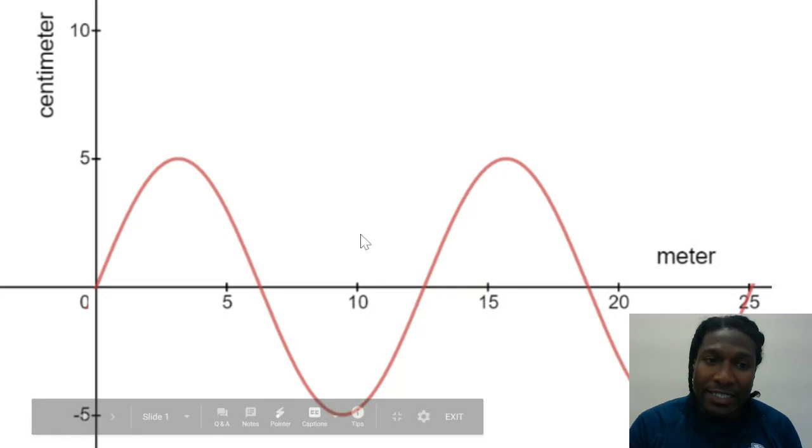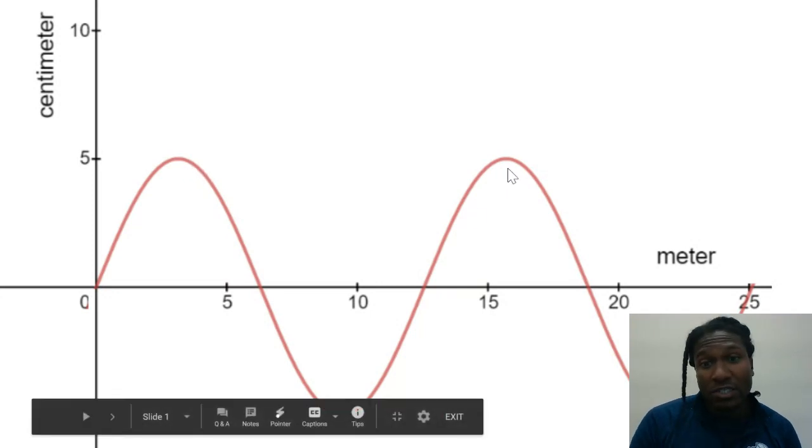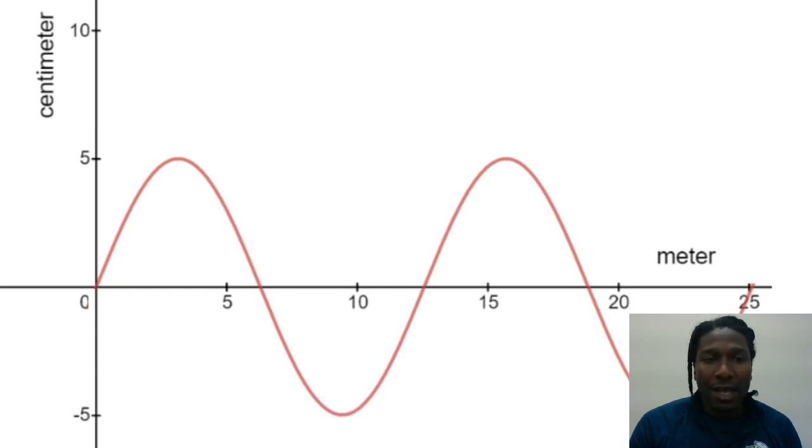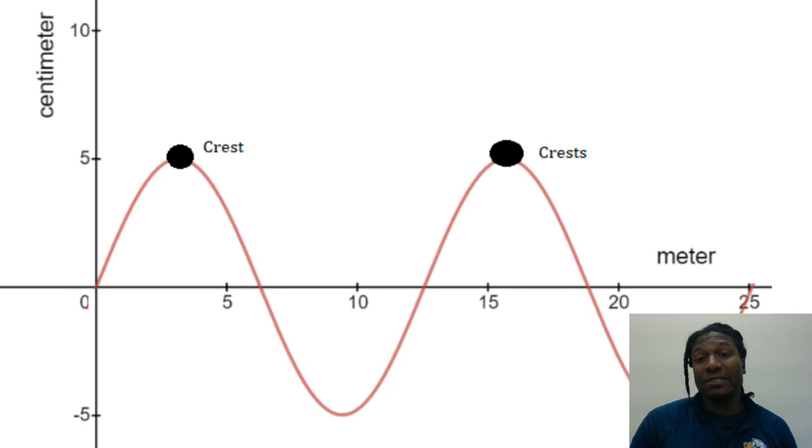So if we're looking at these peaks of waves, these upper portions, the highest elevated point on a wave, those are called crests. So the highest point on a wave is called a crest. You'll see this wave that I have drawn has two crests.